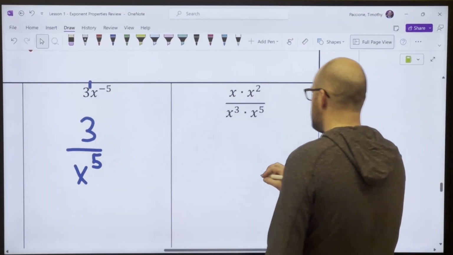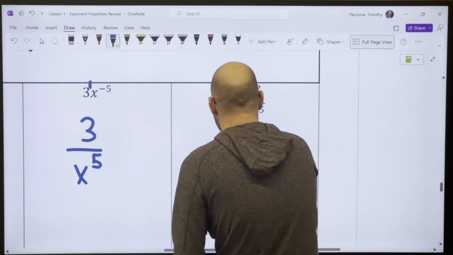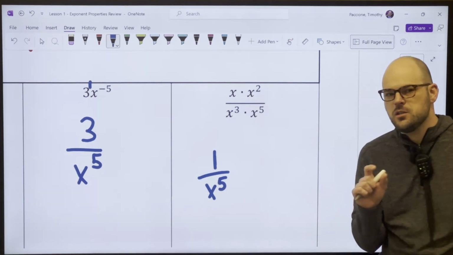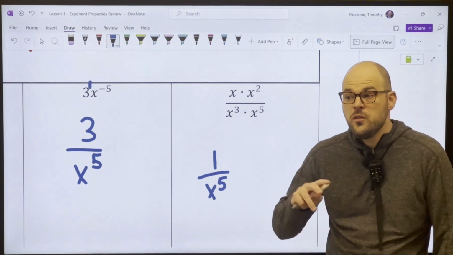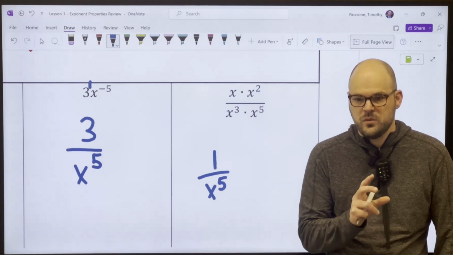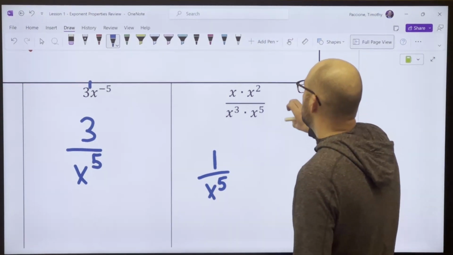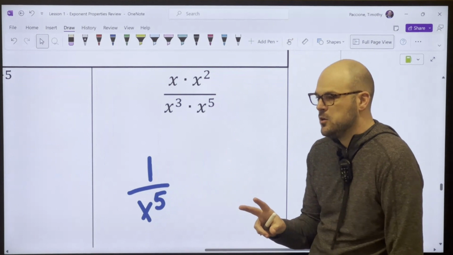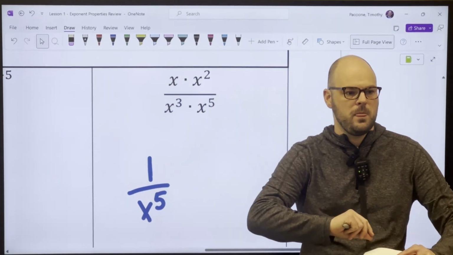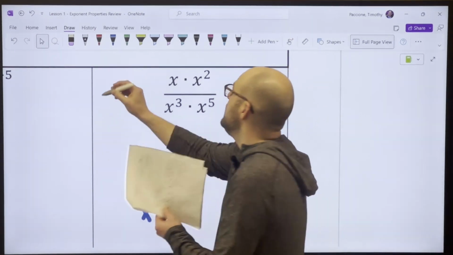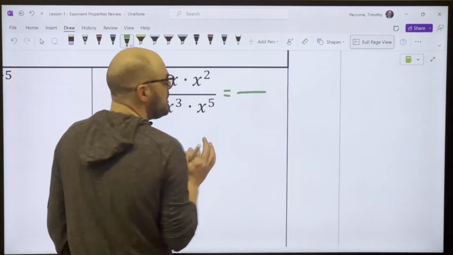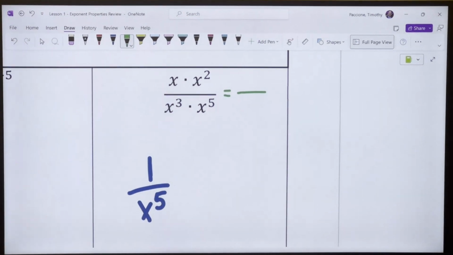1 over x to the 6th. Ooh. It's 1 over x to the 5th. So there's a little preview of where we're going next, right? There are 3 properties happening here at once, and this is what we're going to have to start doing: all the properties in the same problem, okay? So a little preview is if you have stuff on the top and you have stuff on the bottom, figure out the top and the bottom, then worry about going up and down, right?